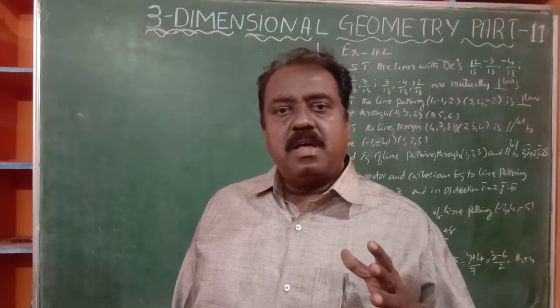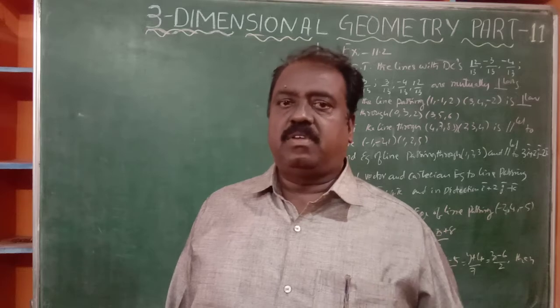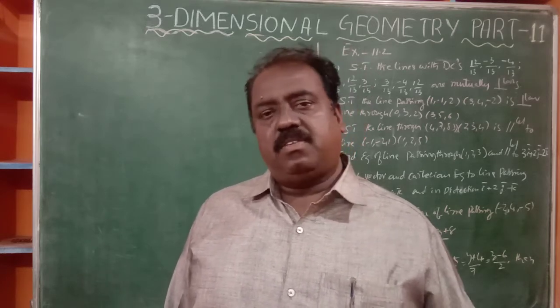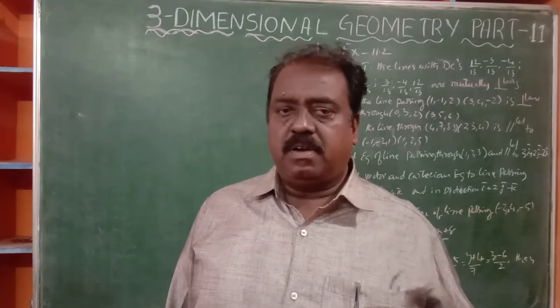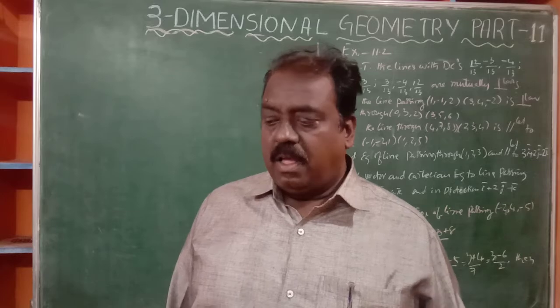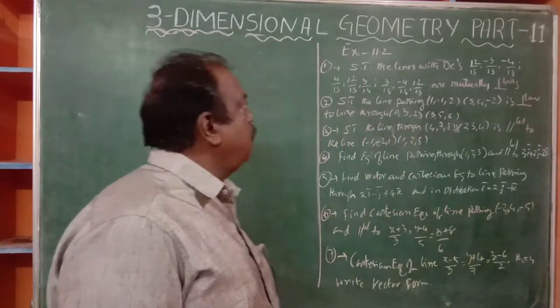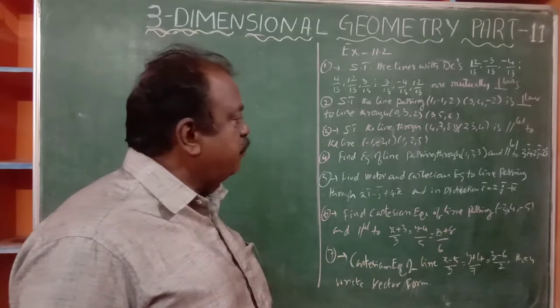Finding the shortest distance between two skew lines, if the lines are given in the vector equation or otherwise in the Cartesian form also. We completed those concepts. Now we are going to solve the remaining problems, 1 to 13.